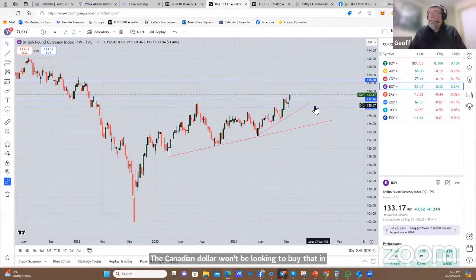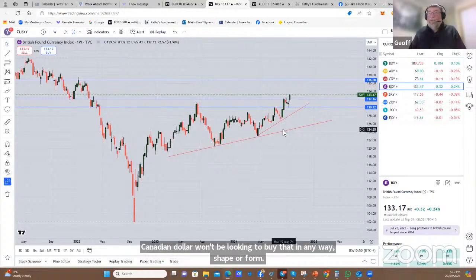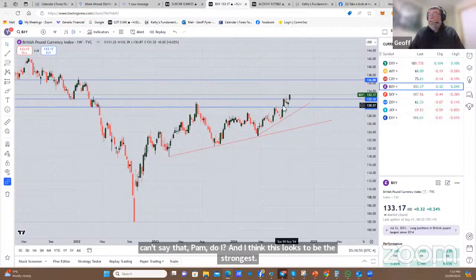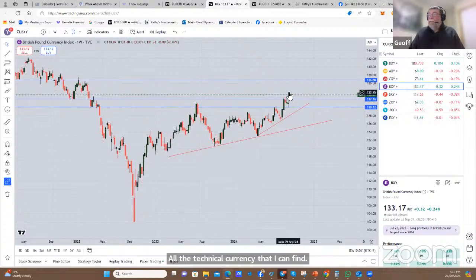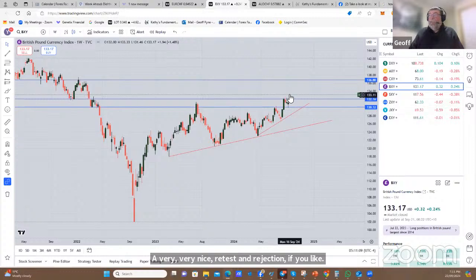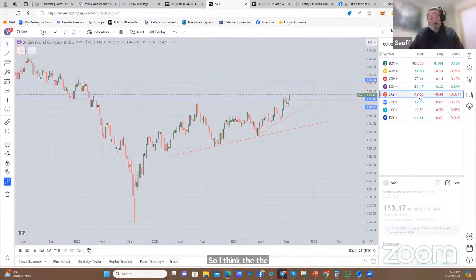I can't say that about the pound, however, and I think this looks to be the strongest technical currency that I can find on the charts at the moment. Reason for that, yes, it closed on its high and had a good week last week, coming off a very, very nice retest and rejection, if you like, of that previous horizontal level, and looks to me to be on a tear towards 137, 136.80 as I've got it. So I think the British pound is one that you can follow, or one that I'll certainly be looking to follow this week.